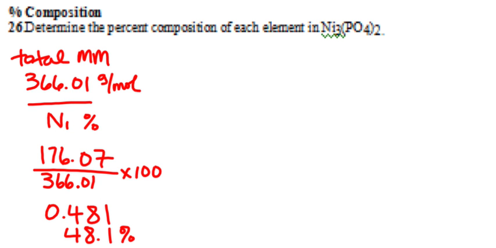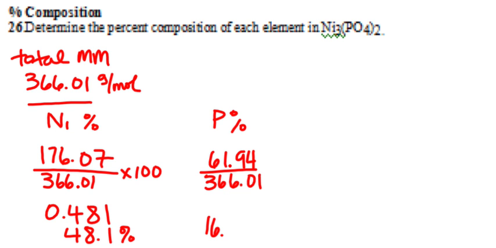Okay, good. Let's try phosphorus. So if I do my phosphorus percent, I've got 2 phosphoruses. What's 2 times 1 phosphorus? Divided by my whole of 366.01, and we get 16.9%.